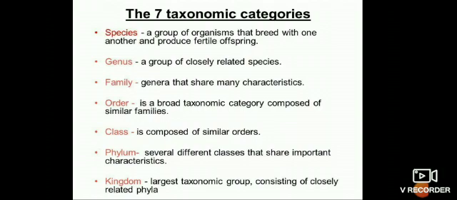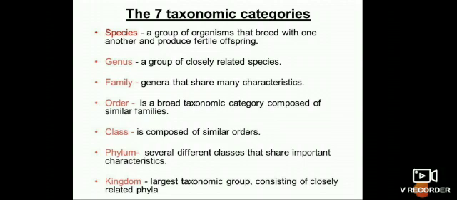Coming to the 7 taxonomic categories, it is a common system followed in taxonomy. This is also called the Linnaean system of classification, in which organisms are classified under 7 categories. What are all the 7 taxonomic categories? They are species, genus, family, order, class, phylum, kingdom. Here it is stated from lower level to higher level. The lowest level is the species, whereas the highest level is the kingdom.